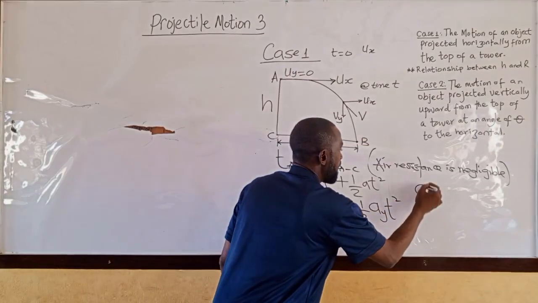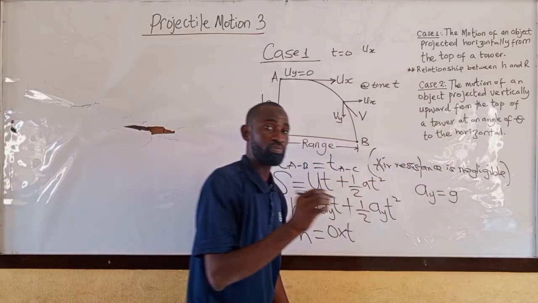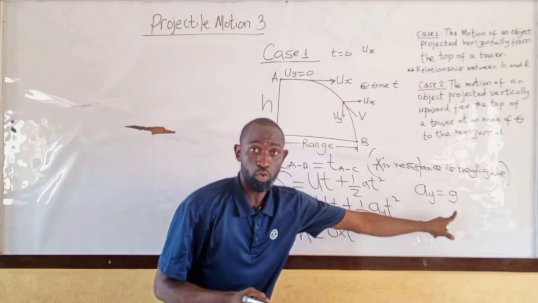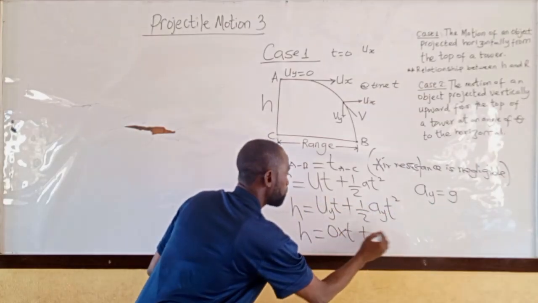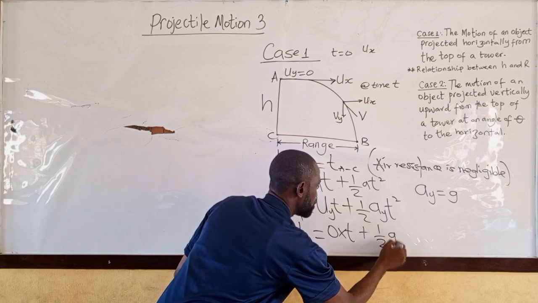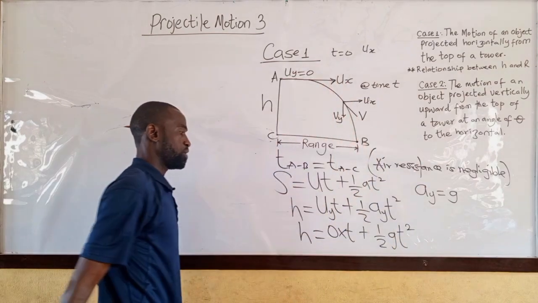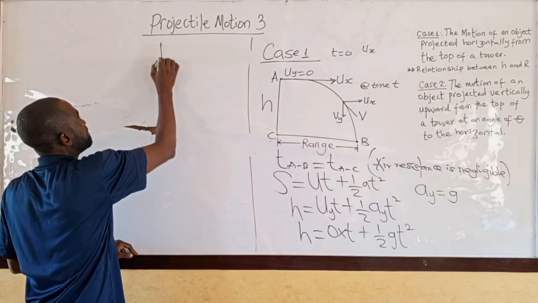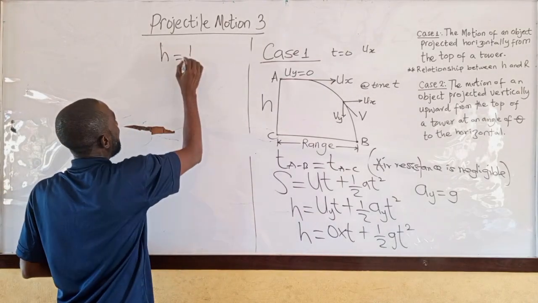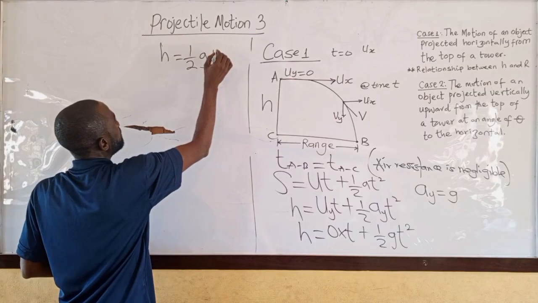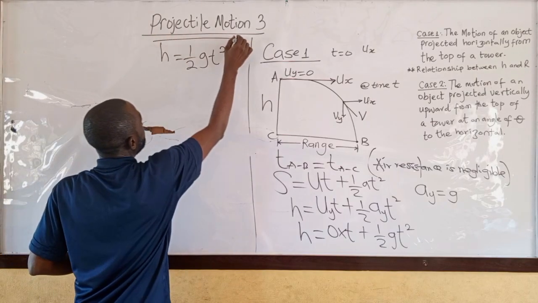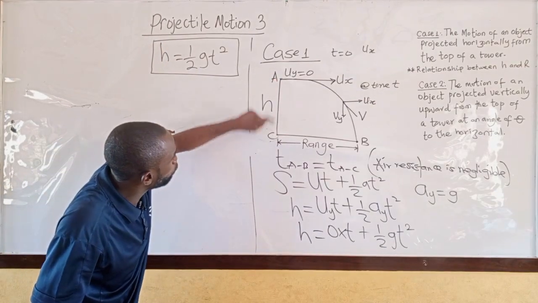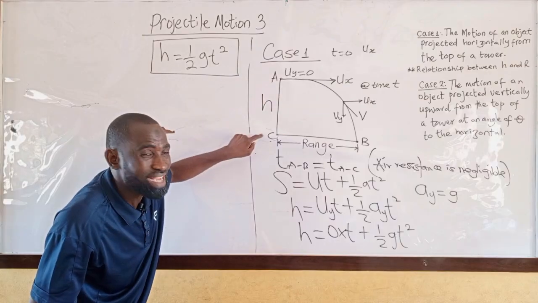So here we have our a_y equals plus g, because the body is coming down, it is moving with gravity. So our a_y will be equal to g. So this equation becomes plus half g t squared. Take note of this. It means our h will be equal to half g t squared. So this is the formula, and it's used to calculate the height of the tower, or height above the ground.